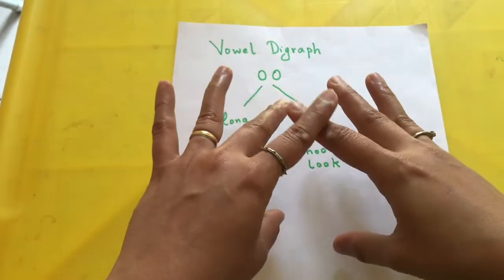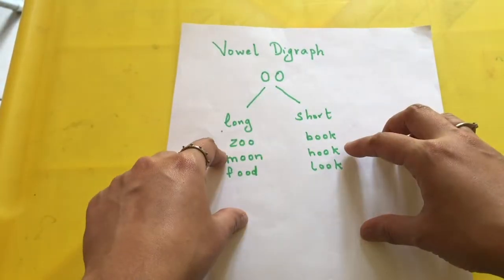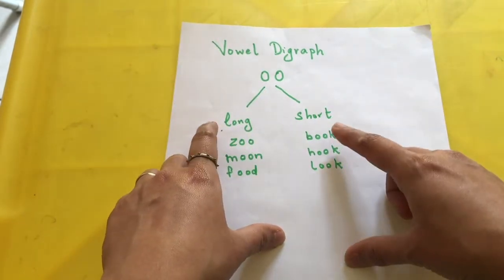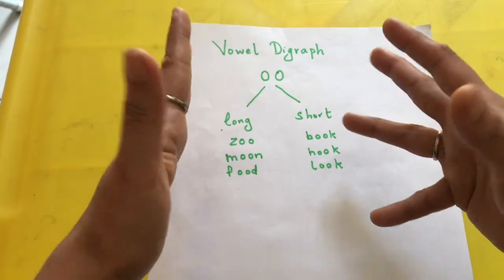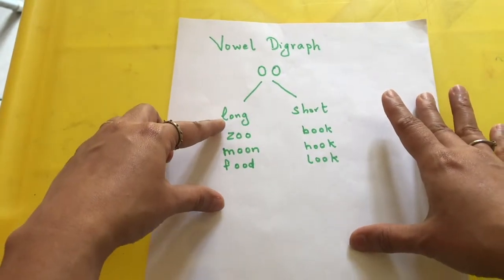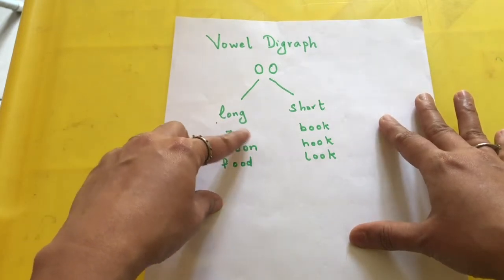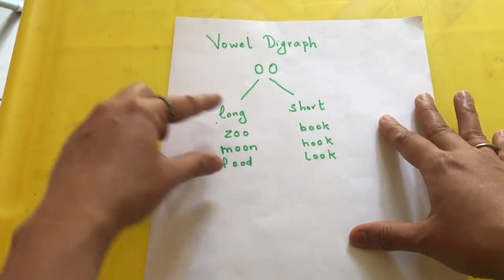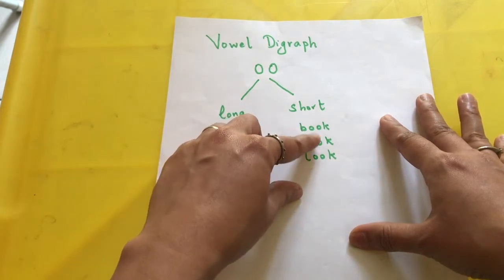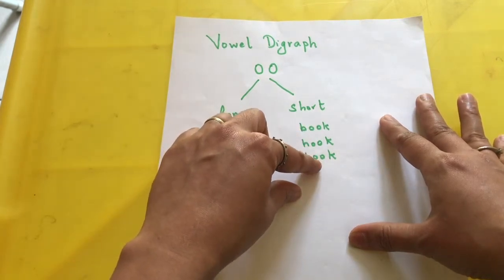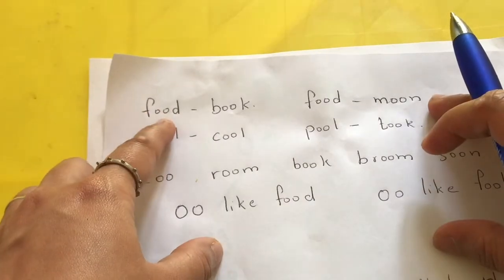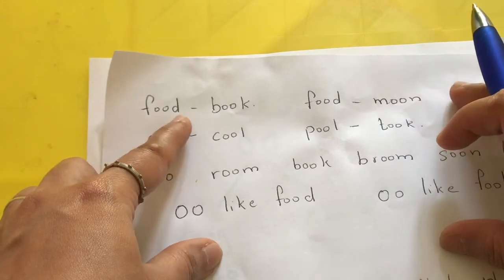So how to teach long and short oo sounds? Students will not be able to decide which sounds to use just by looking at the word. That's why it's important to teach both the sounds. First, you can show them some long oo sound words like zoo, moon and food. After teaching that, then you can move to short oo sound words like book, hook, look and cook. After that, you can give some words which have short oo sound and long oo sound.